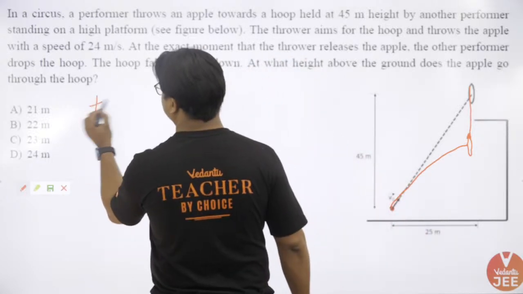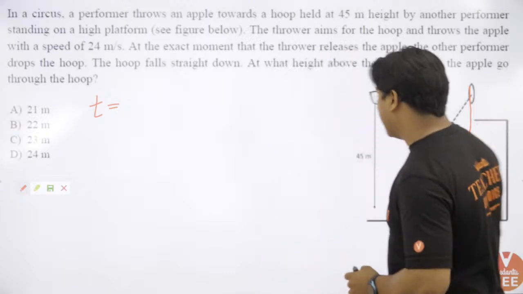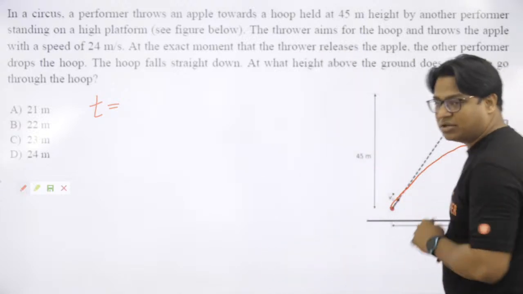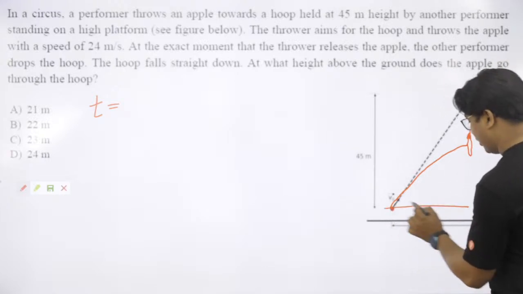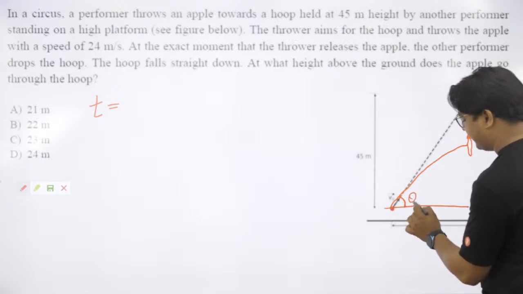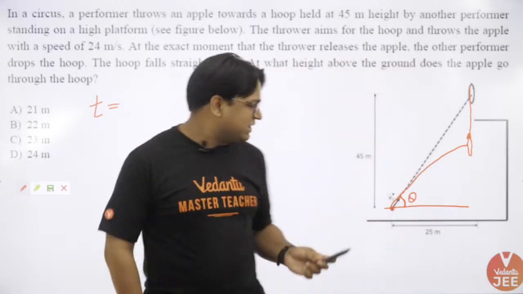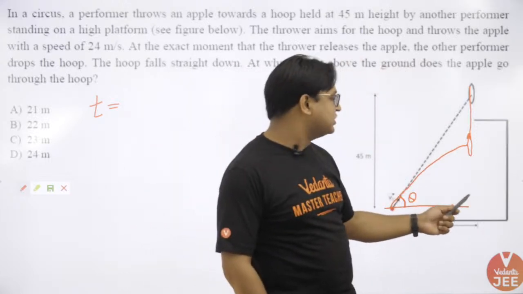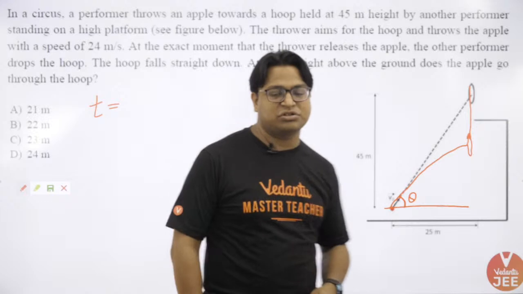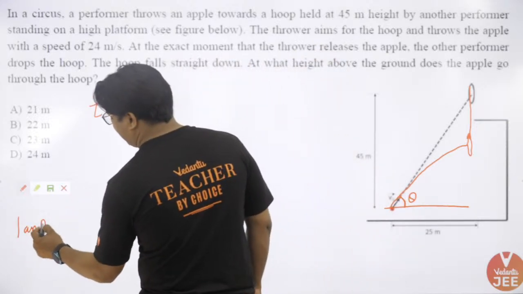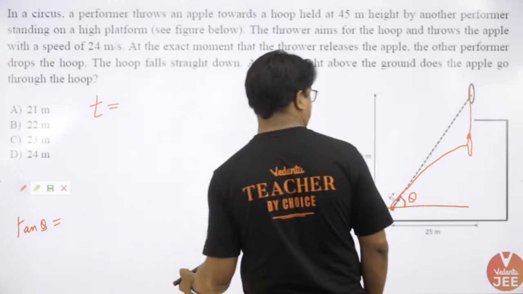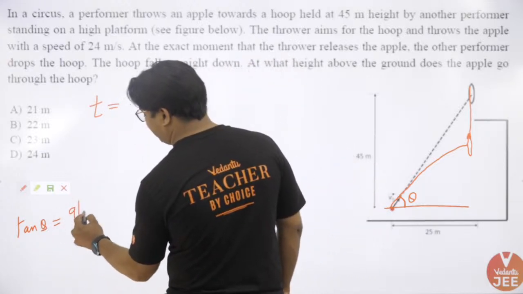So as of now, the time required to hit the target, I'll calculate by using the horizontal component of velocity. Are we aware of this angle theta? Well, I guess we are, because we are given the horizontal distance and the vertical distance, so we can calculate tan theta. So let's first do that. tan theta will be 45 by 25, that is 9 by 5.